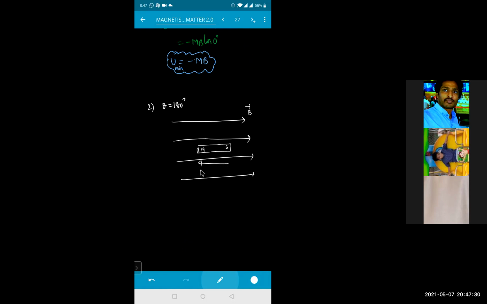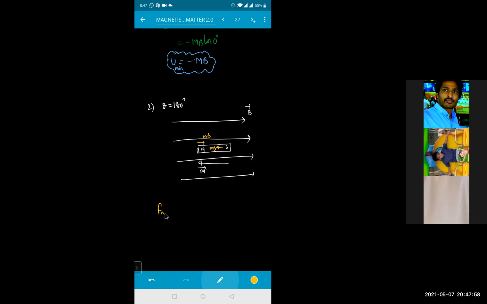The magnetic moment is in this direction, M bar, and the magnetic field is in this direction. Now see here, the direction of the force: this north pole will be exerting the force towards the magnetic field. So because of this north pole, the force will be equal to M into B in this direction. And because of this other pole also, it will be M into B in the opposite direction.